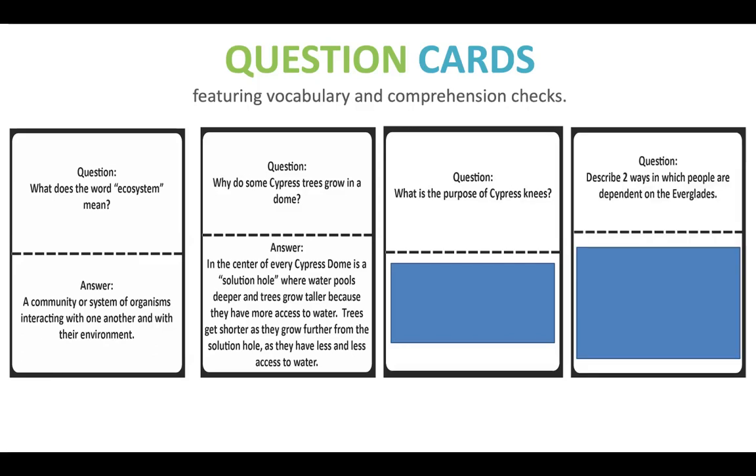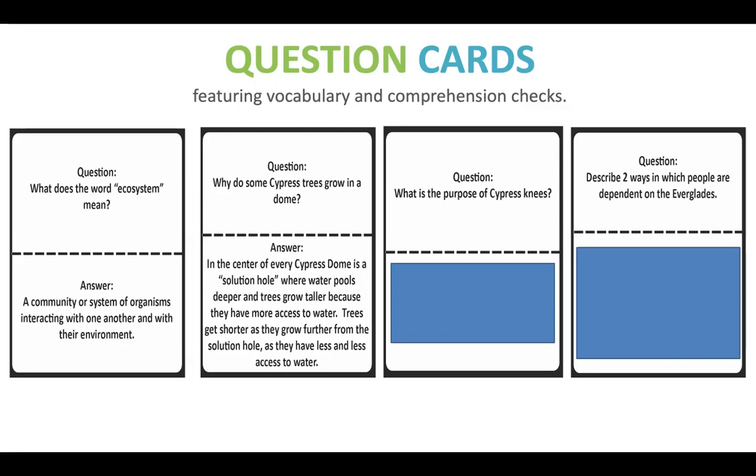And then we have a couple of questions here that we wanted to give you all a chance to answer. So I think you're just going to drop the answer in the chat if you know it. The first question is, what is the purpose of cypress knees? And the second question is, describe two ways in which people are dependent on the Everglades. We'll give you a moment in the chat to write out your answers, but we want to encourage you to think the way your students would think. So you can answer the way you think your students might answer as well. A little hint is that I already went over the purpose of cypress knees in the previous slide.